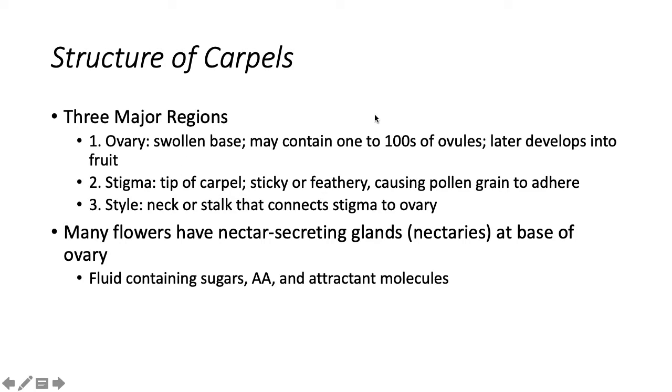A lot of flowers have ways to attract pollinators. So maybe they might have nectar secreting glands. These are called nectaries. And what is nectar? It's a fluid that has a lot of sugars in it. AA is amino acids. Sorry, that's always my abbreviation for amino acids. So sugars, amino acids, as well as other attractant molecules for pollinators.